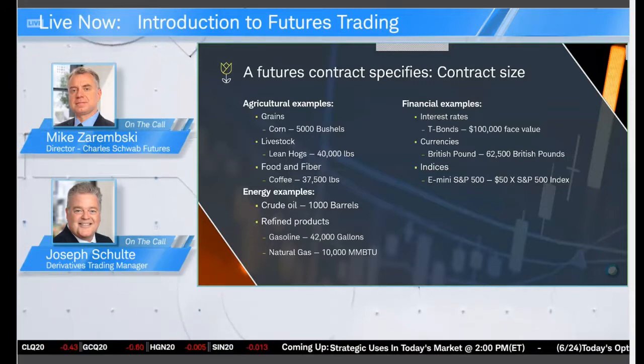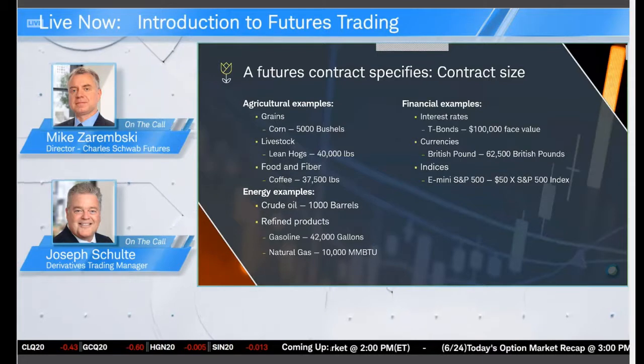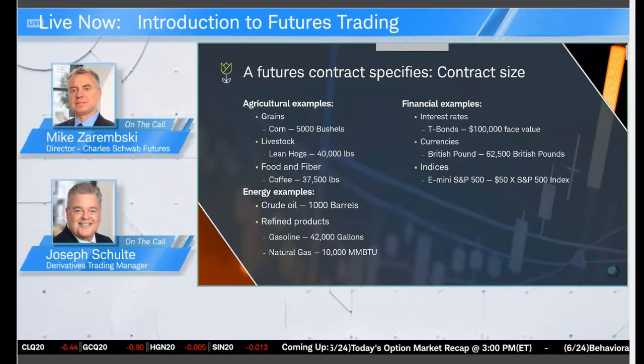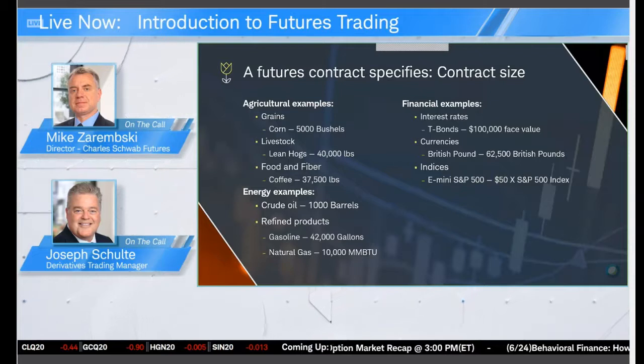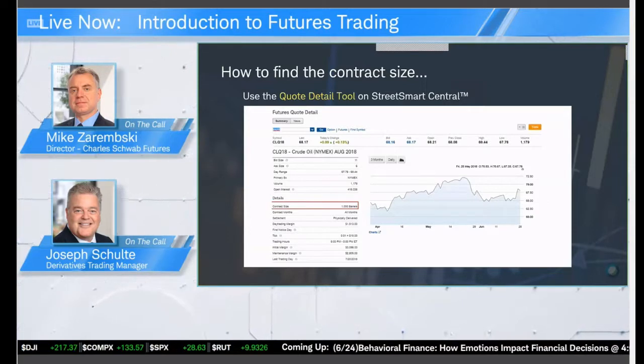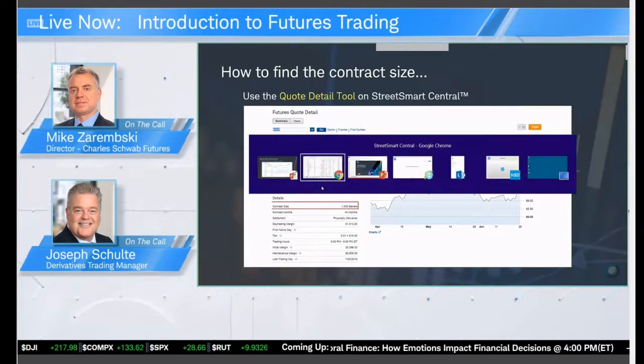And our E-mini S&P 500, which is by far the most popular contract traded by our clients here at Charles Schwab Futures, it's $50 times the S&P 500 index. Now, where can you find this information? You find that on that details page on that contract specs. That's probably the best place to find it.